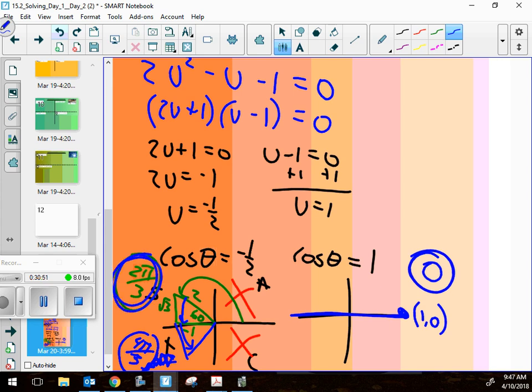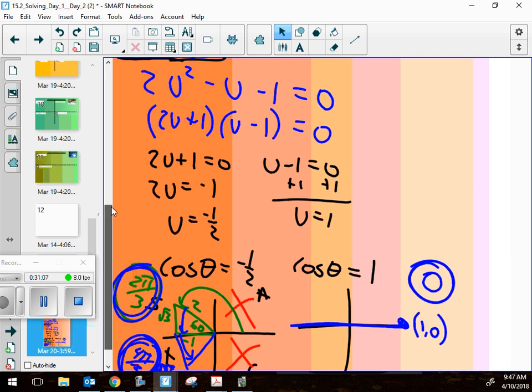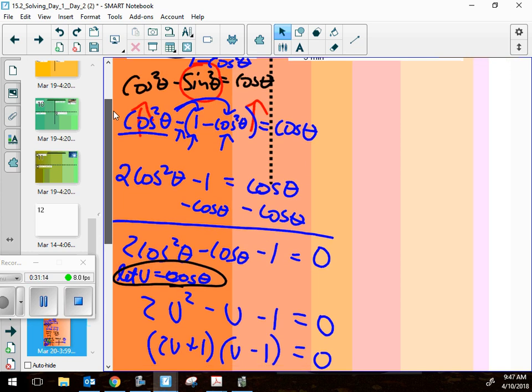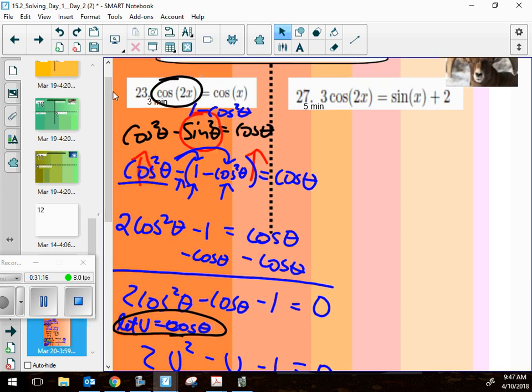2 pi over 3 and 4 pi over 3. Now that's some high quality math. Very difficult, I know. That was one of your homework problems that I just completed for you, which I think is okay because this is tough stuff. Number 27 is very similar to it.